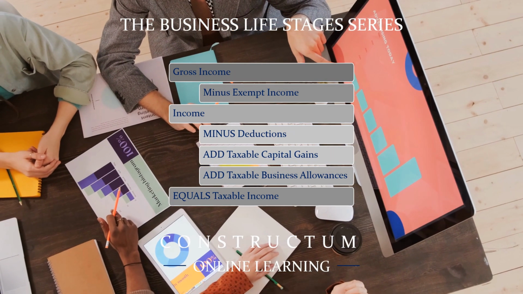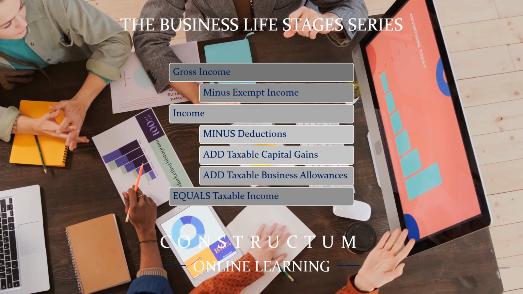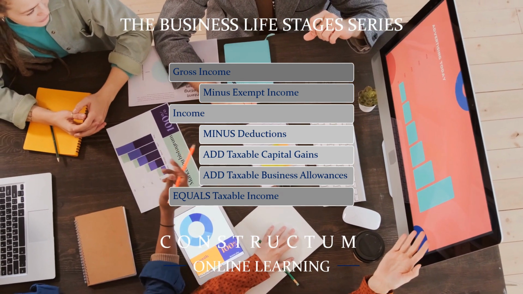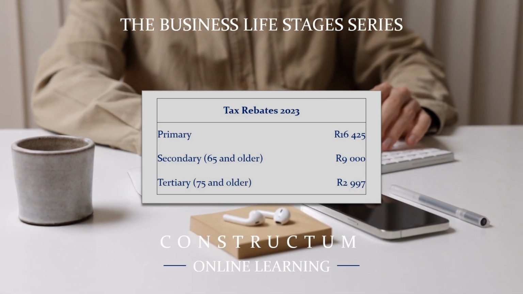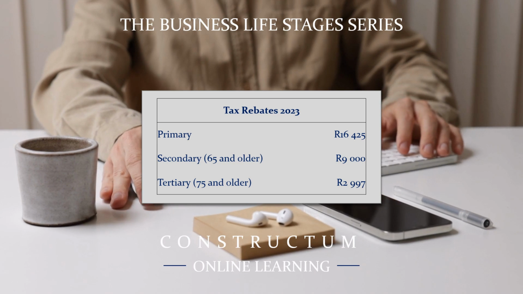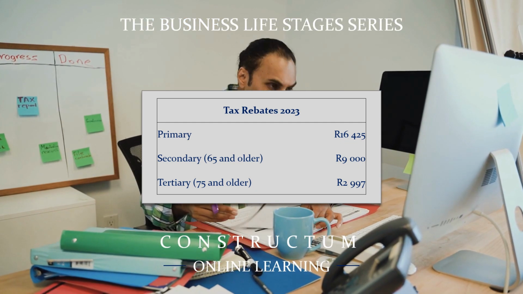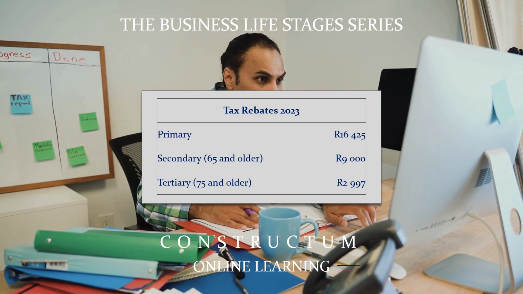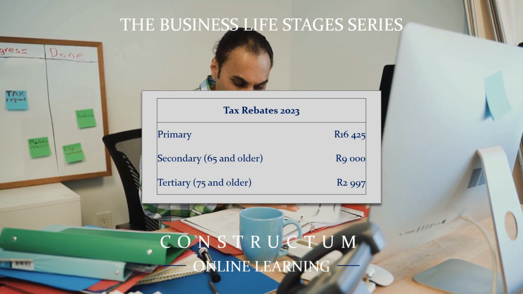Now that you know your taxable income, you can apply the tax table as shown earlier to calculate your income tax liability. Then deduct from this tax liability the relevant rebates as reflected in the table below. Most people listening to this presentation will be below the age of 65, so the primary rebate applies.